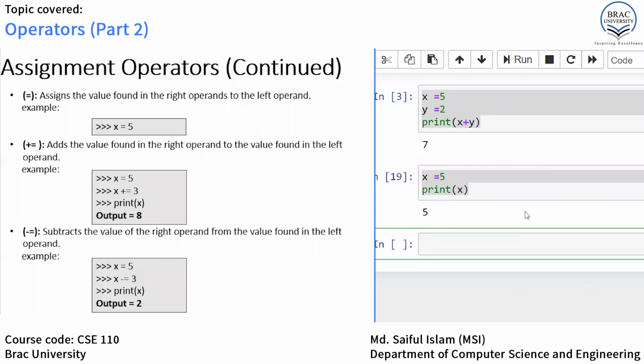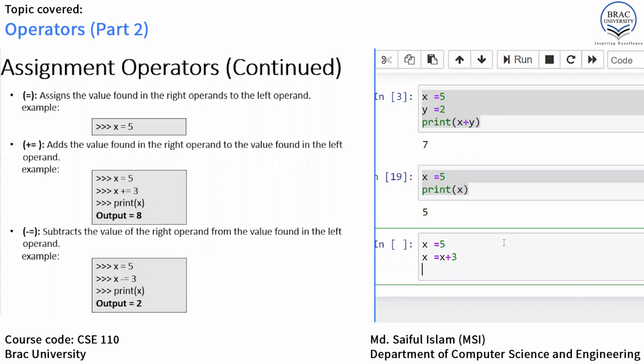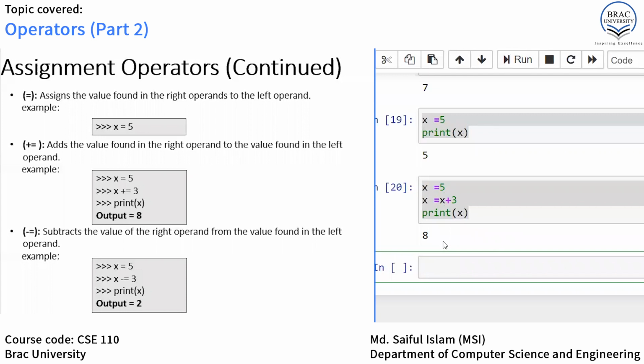Now the next one, which is basically plus equals. But how does it work in an arithmetic operation? We will see that first. So x equals 5, then x equals x plus 3. Here the value of x is 5, and 5 is added to 3, and the final result will be 8. So print x, and if we look at the result, it's 8.